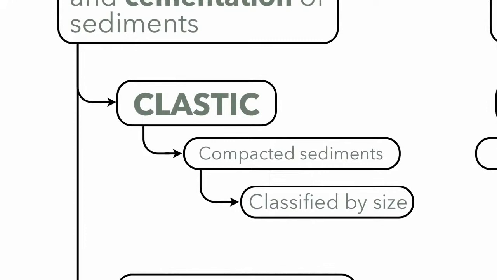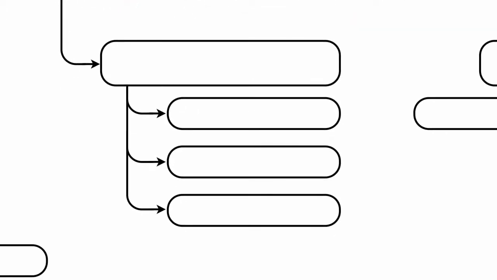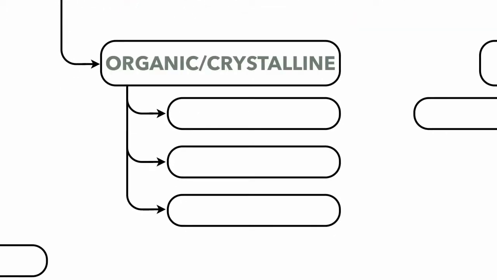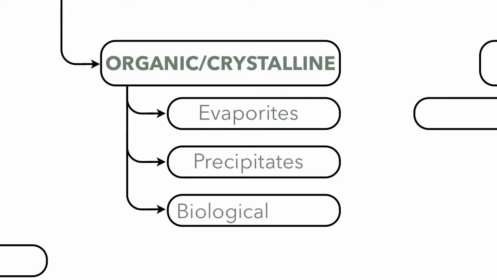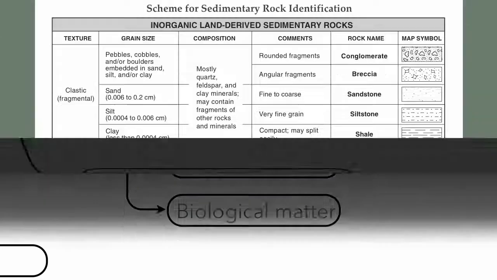Let's look at another type. Let's actually look at the other two types. We have organic and crystalline sedimentary rocks. For the crystalline, we have things called evaporites and precipitates. And then for the organic, we have what we call biological matter rocks or bioclastic rocks. Let's talk about these, as they are a little bit more complex.